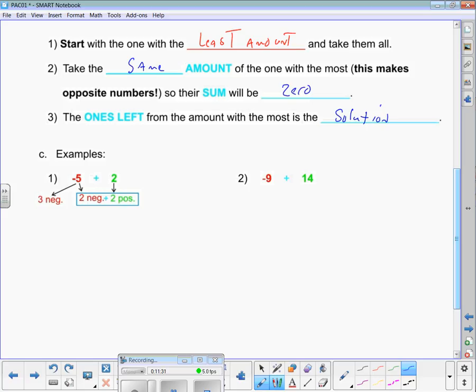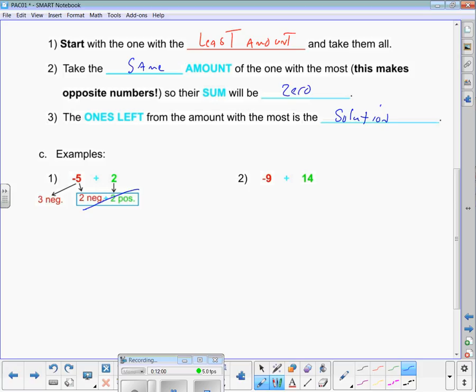Now from the one with the most, take the same amount. How many positives did I take? 2. So I want to take 2 of the negatives. What's 2 negatives and 2 positives, class? 0. So see again, I'm going to take my blue, I'm going to cross those out because there's 0, right? They wipe each other out. It's exactly what would happen on the number line. They wipe each other out.